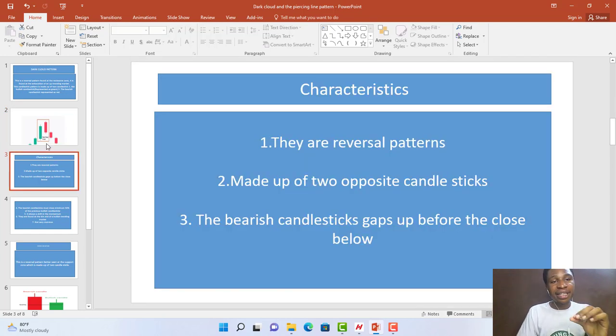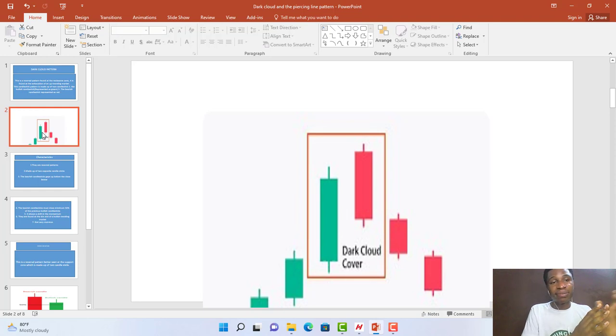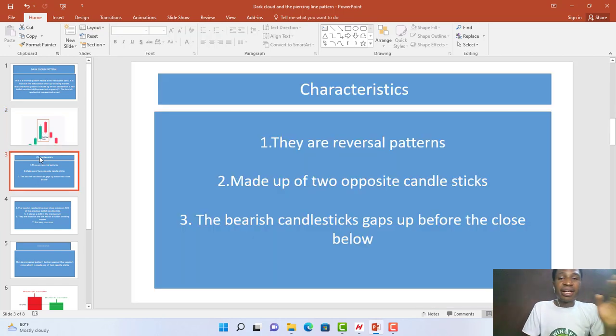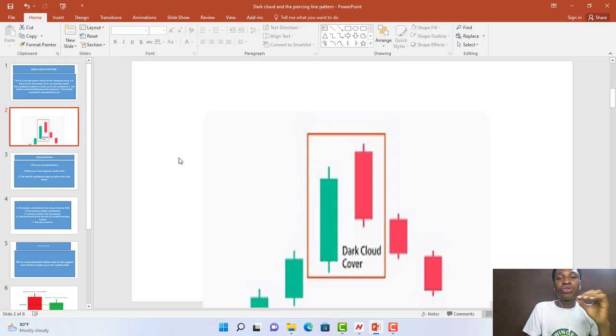They are reversal patterns. That's the number one thing you have to note. Whenever you see dark clouds in the market, they are reversal patterns, not continuation but reversal. They are made up of two opposite candlesticks. What do I mean? You can see the green candlestick, which shows the bullish or the buyers, and the bearish candlestick. So two opposite candlesticks.